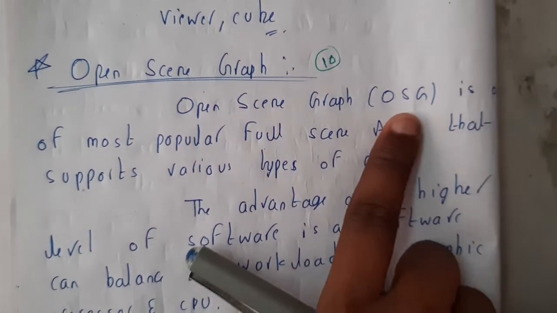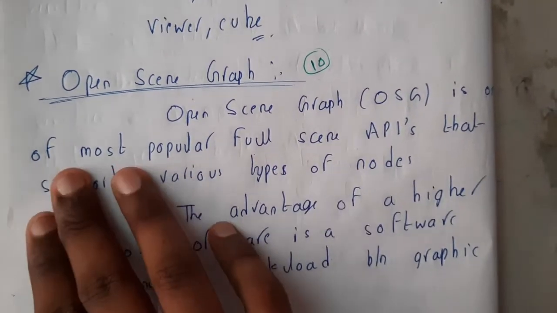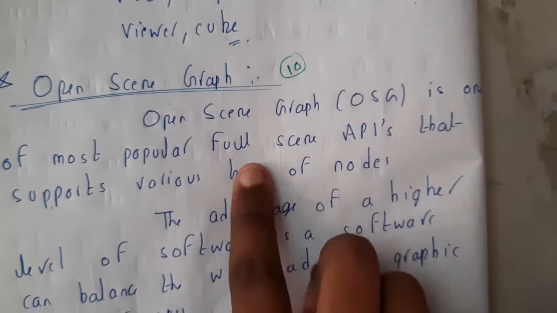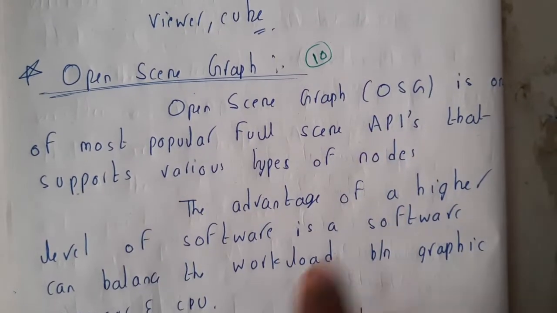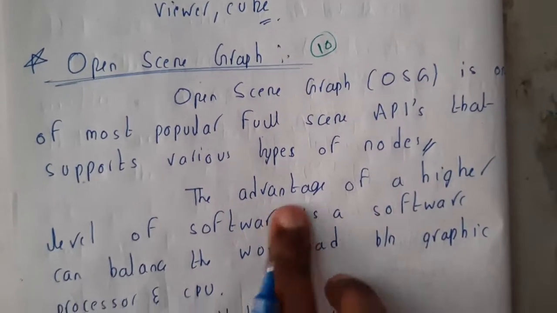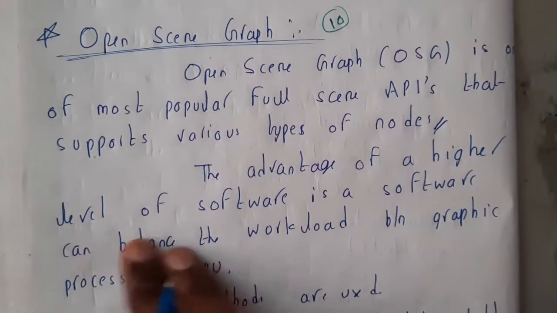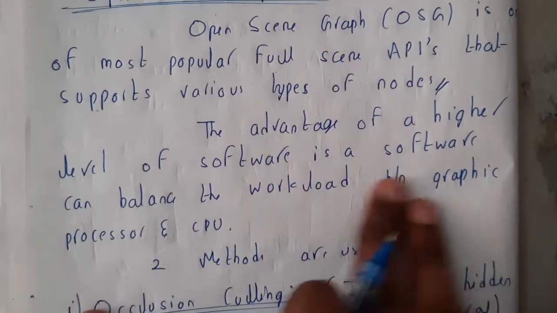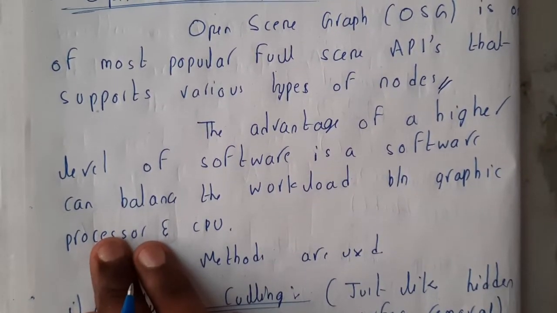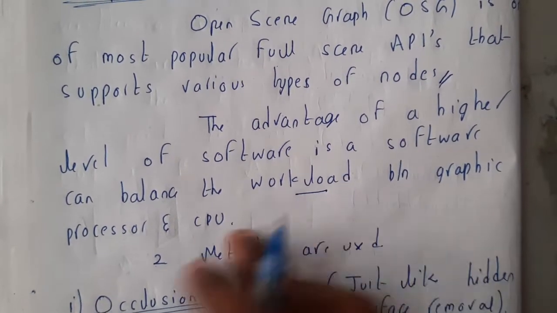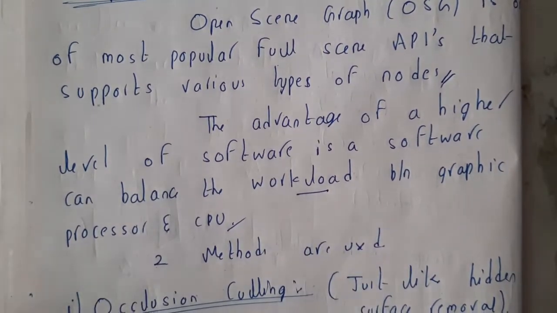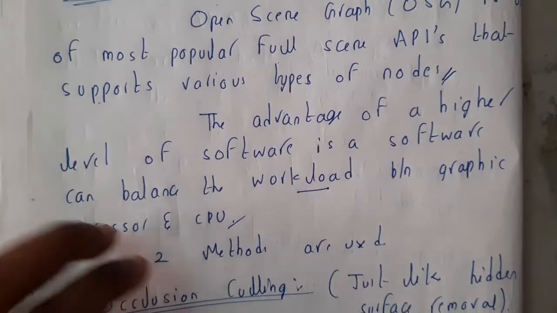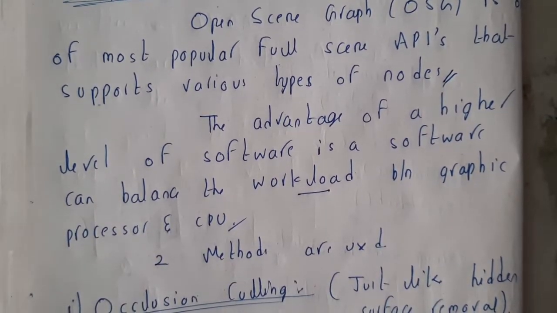Open Scene Graph, OSG, is one of the most popular full scene APIs that supports various types of nodes. The advantage of this higher-level software is that it can balance workload between the graphic processor and the CPU. It can manage both of these things, guys. There are two important methods.